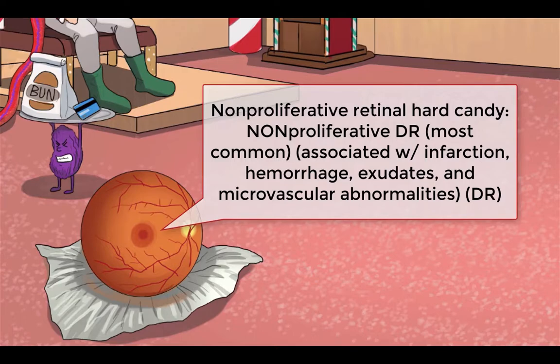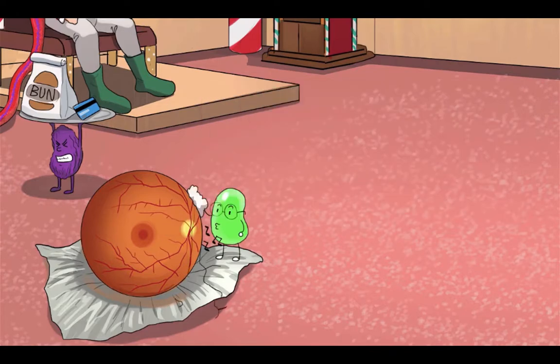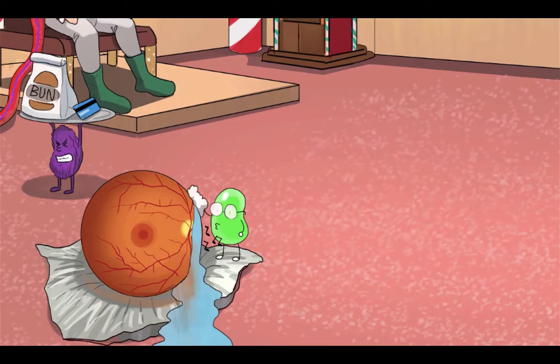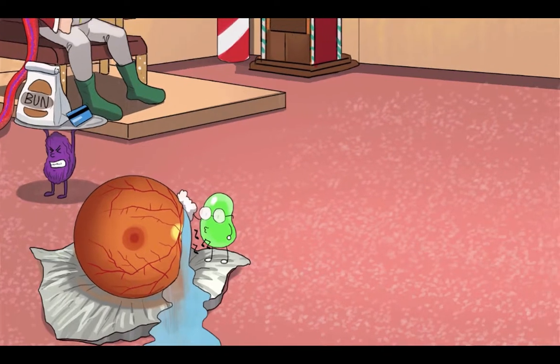It'll be illustrated on this retinal hard candy. It's characterized by a variable display of pathologic changes within the retina, including infarction, hemorrhage, exudates, and microvascular abnormalities. Vision loss in the setting of diabetic retinopathy is primarily due to macular edema, which can occur at any stage of diabetic retinopathy. It's caused by capillary leakage into the retina and can be seen on a specialized fundoscopic exam as retinal thickening and edema in the area of the macula. Just think of this edematous fluid here, causing this retinal wrapper to become thickened.